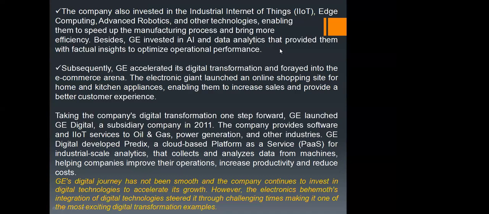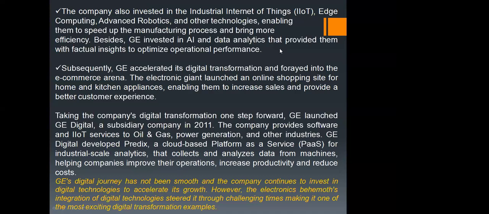If we can integrate all these technologies in various domains of operations, some related to designing, some related to the manufacturing process, some related to the analysis of the data. So everything there, as you can see in this particular case, stepwise, they are implementing all these technologies in various domains. Subsequently, GE accelerated its digital transformation and forayed into the e-commerce arena also.